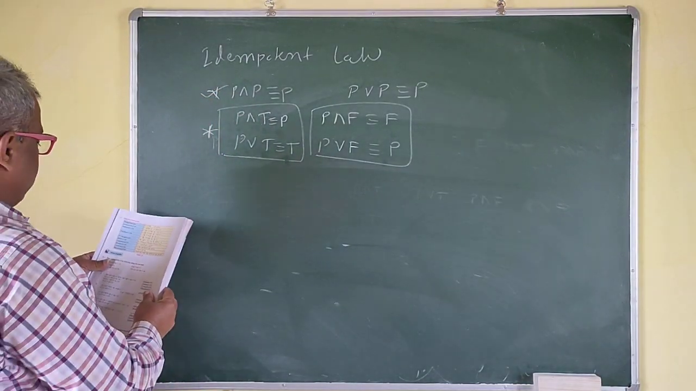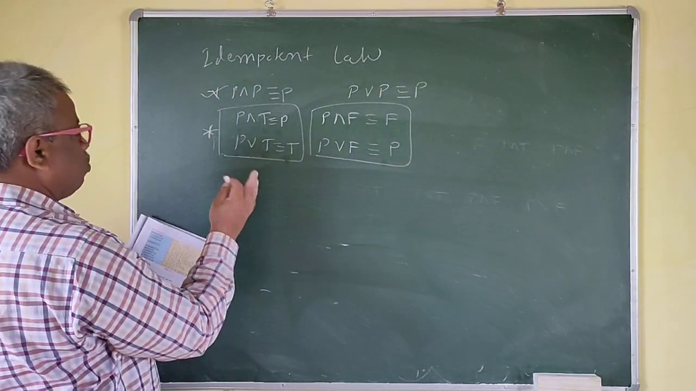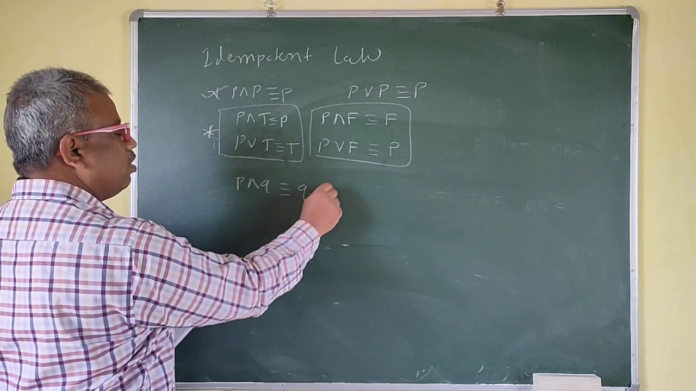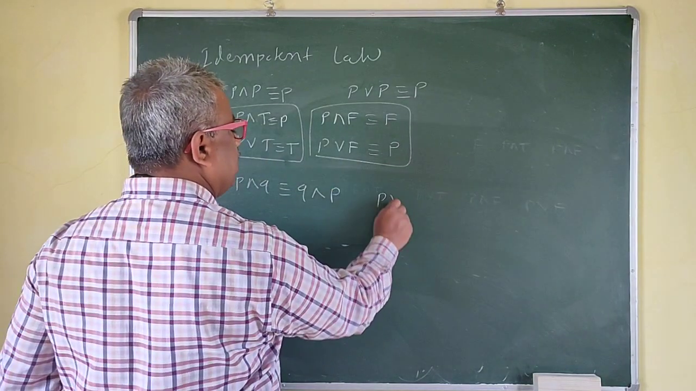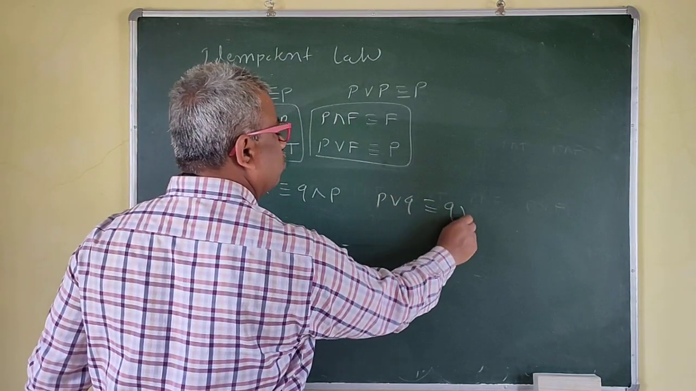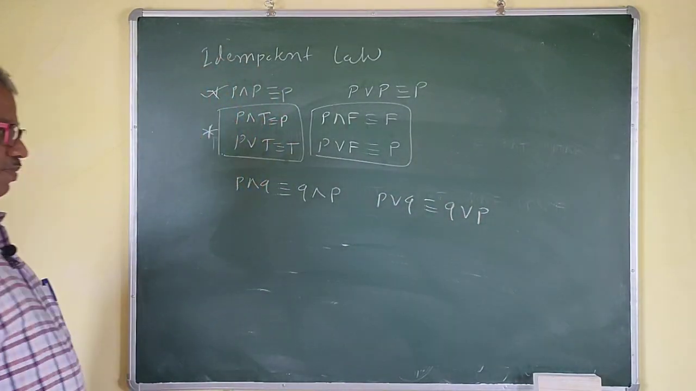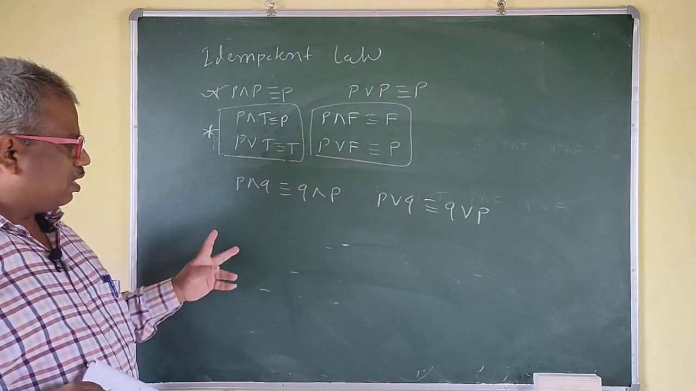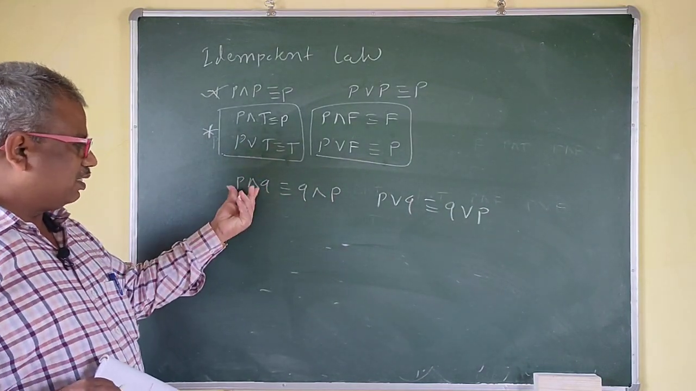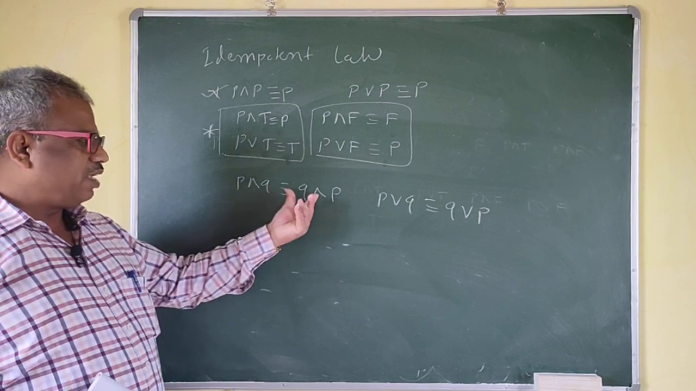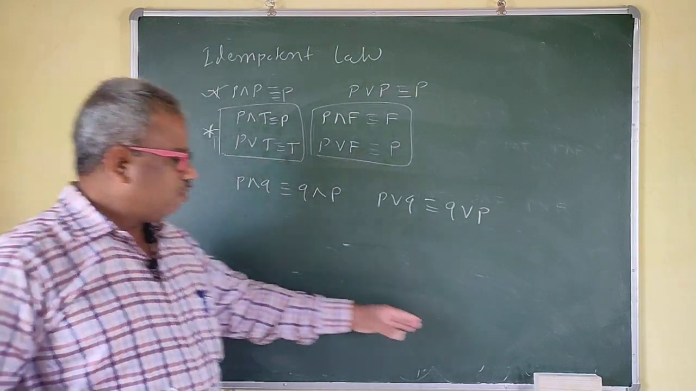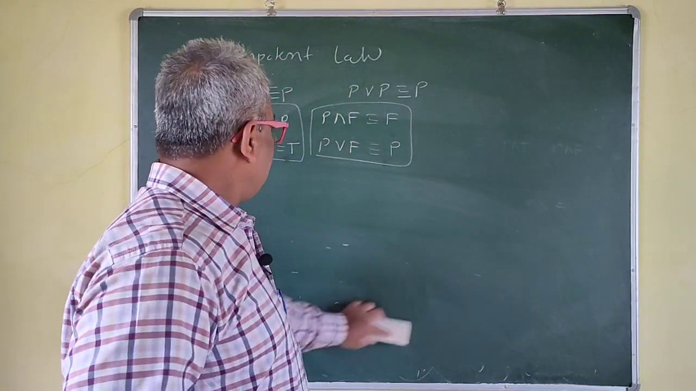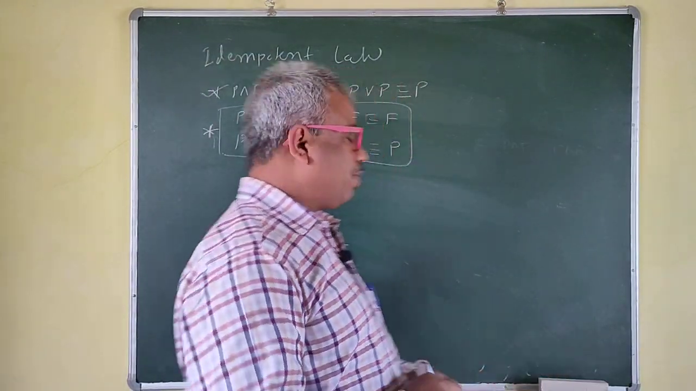Okay. Then commutative law. So commutative law means what? P and Q is logically equivalent to Q and P, and P or Q is logically equivalent to Q or P. Commutative. That means if you interchange this, it remains as it is, right? So that means P and Q is the same as Q and P. So you can verify this with the help of truth table.